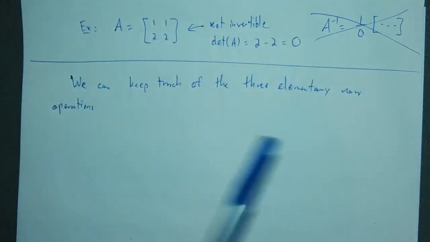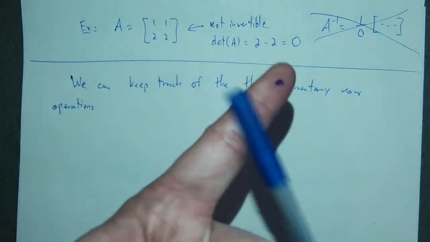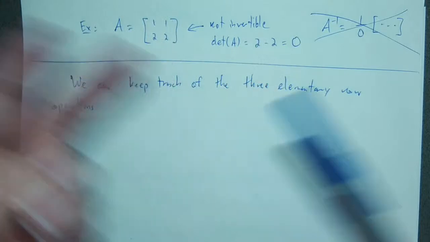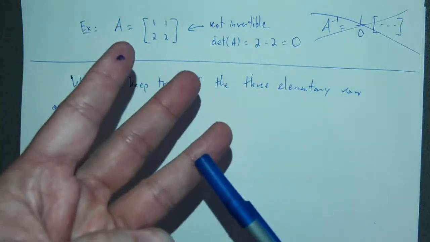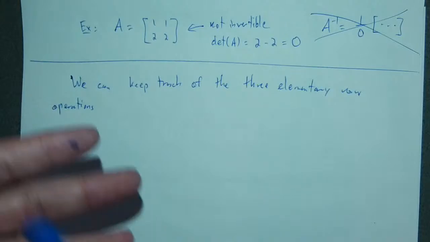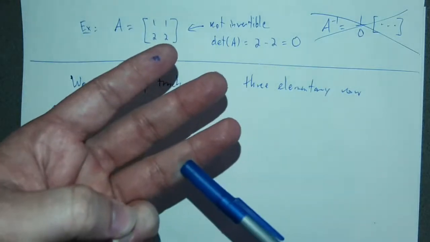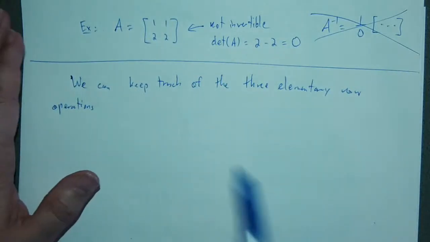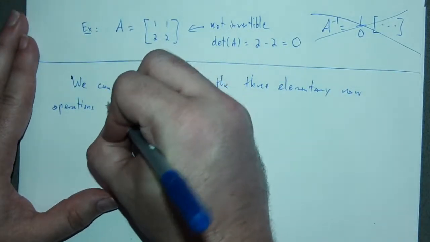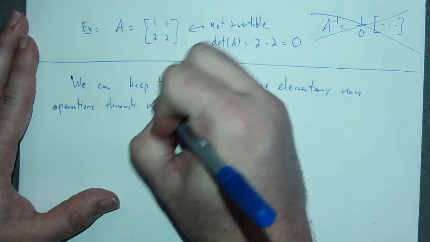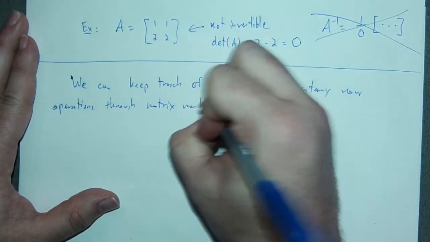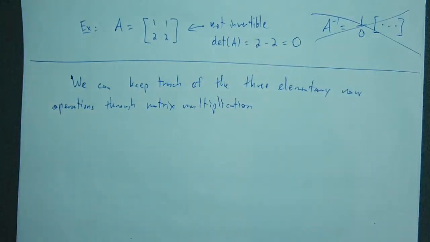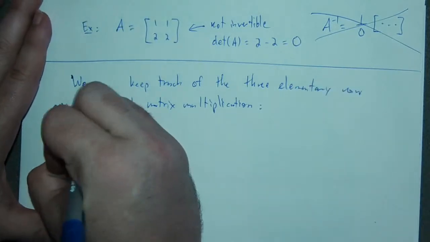So remember what the three elementary row operations were. I could scale a row, I could swap two rows, and I could do row replacement, right? Those were the three operations I could do. So we can keep track of the three elementary row operations through matrix multiplication. Okay. So here's how. Quick definition.